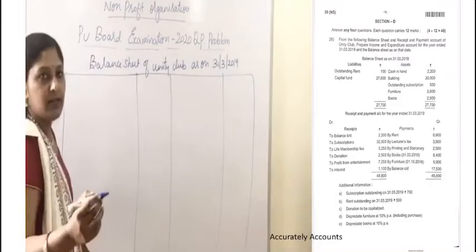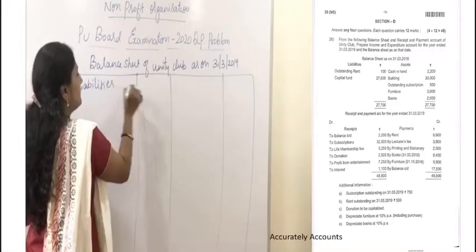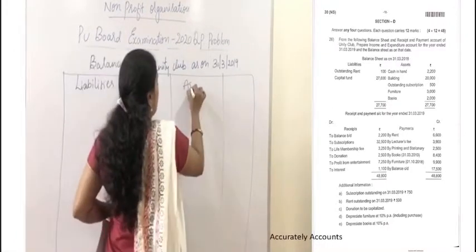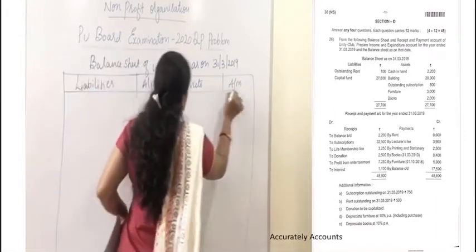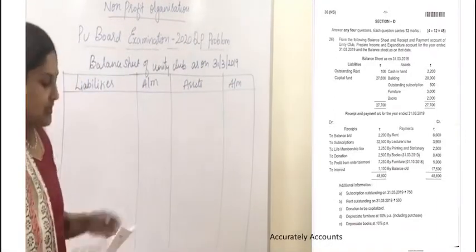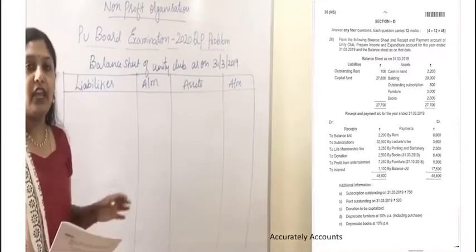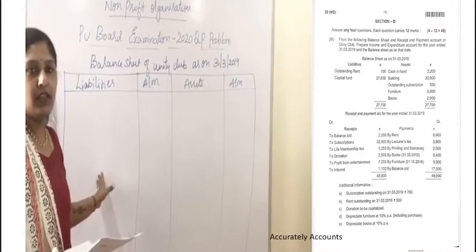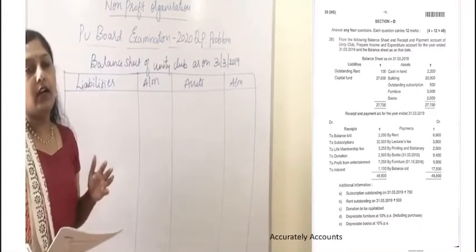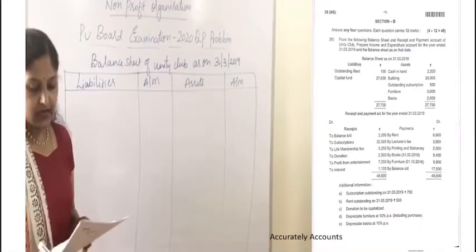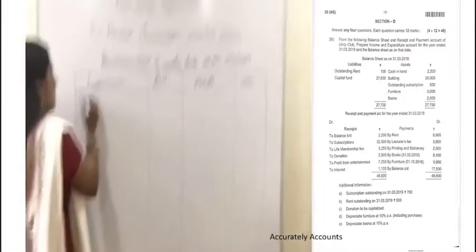Here we don't have debit and credit side. Instead we will be calling it liabilities, amount, assets, amount. Now let us write the liabilities first. According to this particular problem, we don't have any fixed liabilities, so we shall begin with the calculation of capital fund, and then there is only one current liability, that is outstanding rent, so we can treat the outstanding rent here. Let me begin with the capital fund.